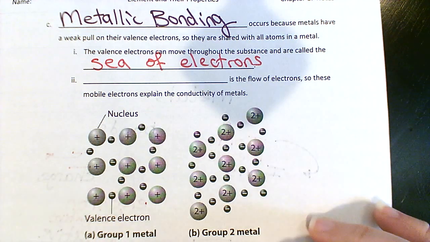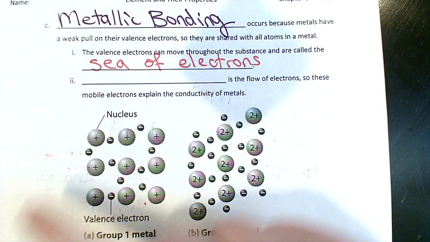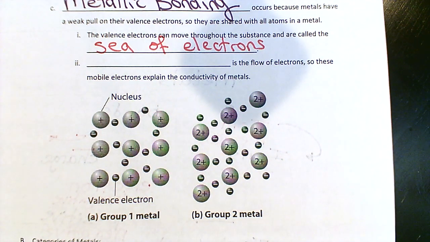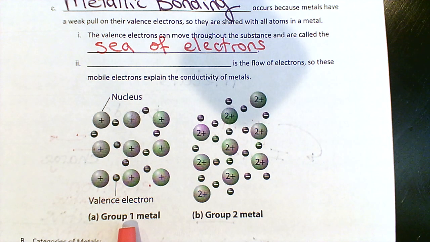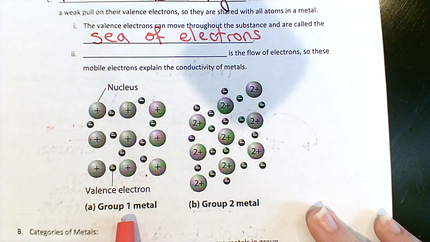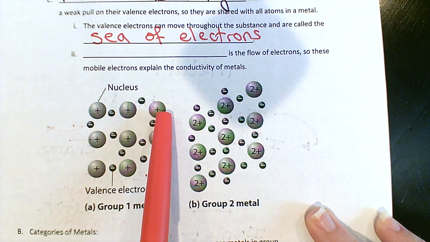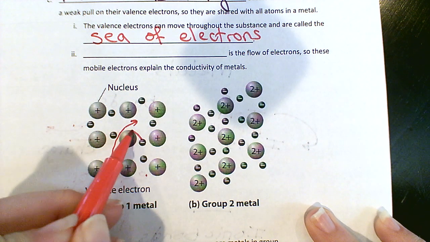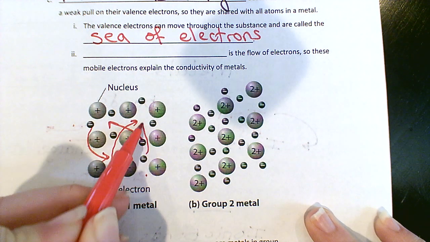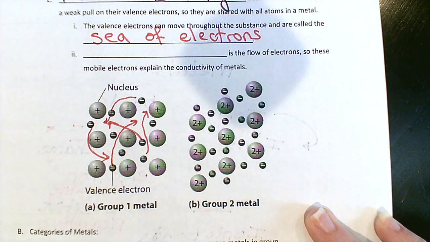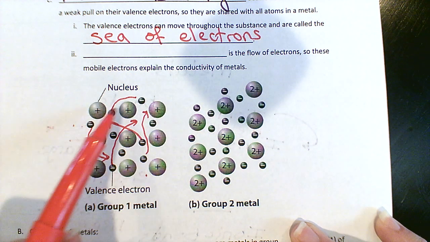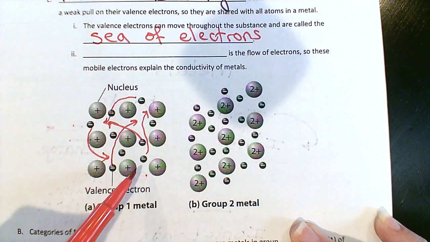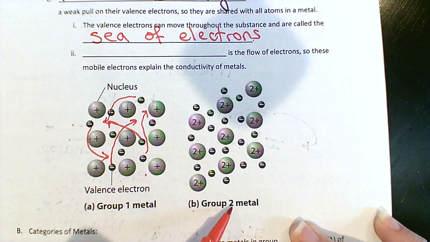They picked that name for a reason. Just like with water, we always think of water as flowing and moving, and the same is true of those valence electrons. In a group 1 metal, each atom has 1 valence electron, but they can move around. This one might be moving over here, this one's over here. They don't stay with their atom. But we have this overall negative sea of electrons pulling on the positive atoms and holding them together.